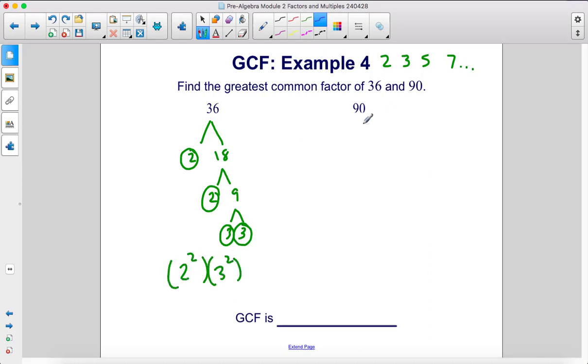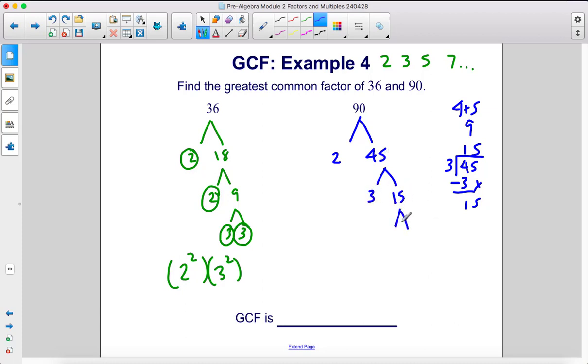All right, now 90. 90 is divisible by 2, it's 45. 45 is not divisible by 2, so we move on to 3. 45, is it divisible by 3? Well, 4 plus 5 is 9, which is divisible by 3. So yes, it is. I could probably do this in my head, but let's do some long division. 45 divided by 3, 1, we got the 3, 1, 15, 5. The answer is 15. So 45 divided by 3 is 15, and 15 is divisible by 3, 5.